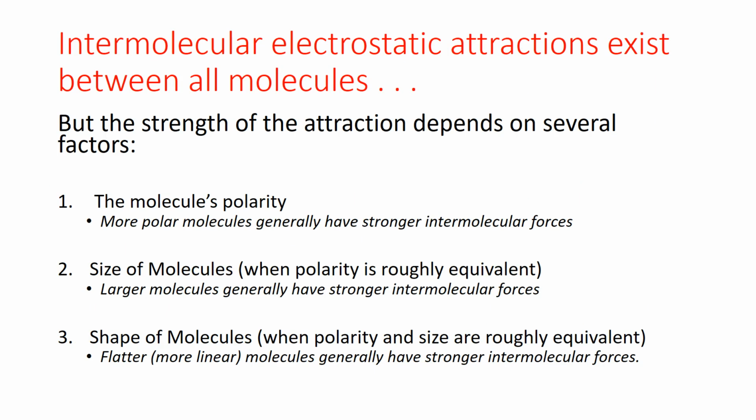So as you are looking at different molecules and trying to predict which one has the highest boiling point or the lowest boiling point, or if you're looking at other liquid properties that you'll examine in the next few videos, consider these three different factors and try to figure out which one of these varies the most. Is it molecular polarity? Are the molecules very different in terms of the presence of electronegative atoms? Or is it the size of molecules? If the molecular polarity isn't a factor, this is likely the major factor influencing your intermolecular force strength. And if molecular polarity and size are roughly equivalent, then consider the shape of the molecules.